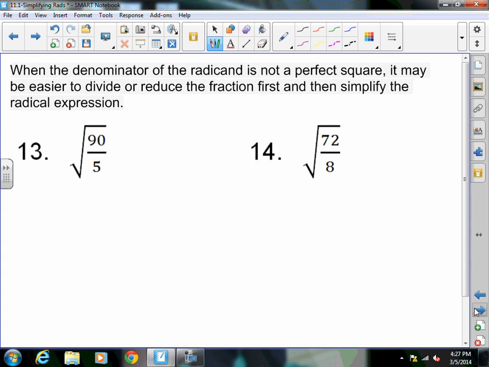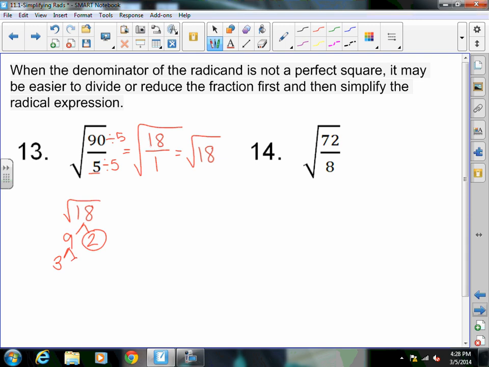Okay, 2 to go. Again, square root the bottom number, going to be a decimal, so that's not going to help us. So let's reduce our fraction, because we can, by 5. So the square root of 18 over 1, which is just 18. And now we're going to break down the square root of 18. I'm going to do 9 and 2. 9 becomes 3 and 3. So my pair is 3's. 2 is left over. So my answer, simplified, is 3 rad 2.